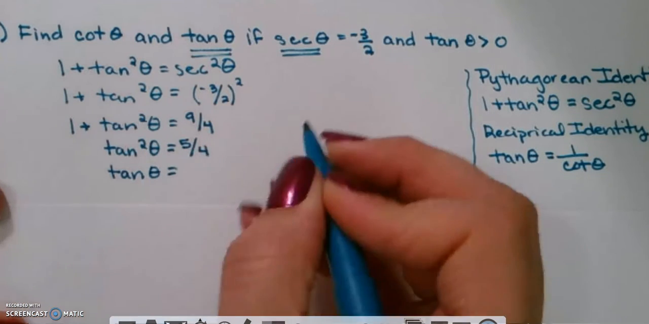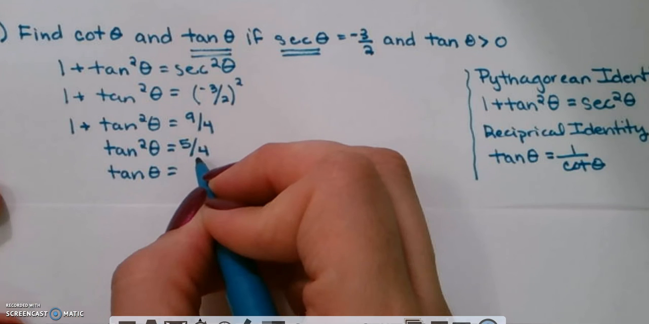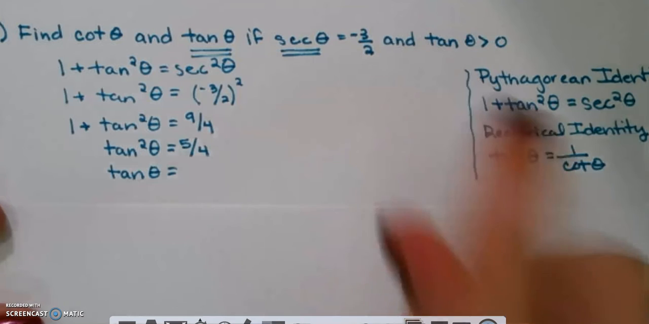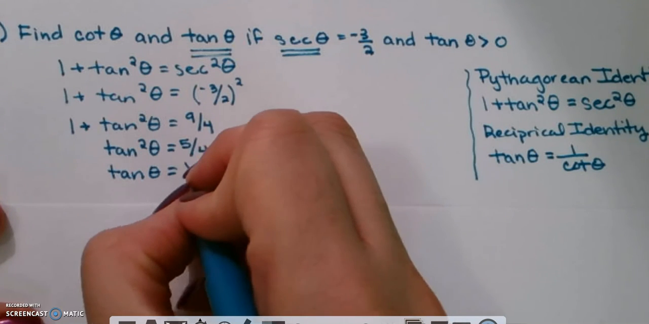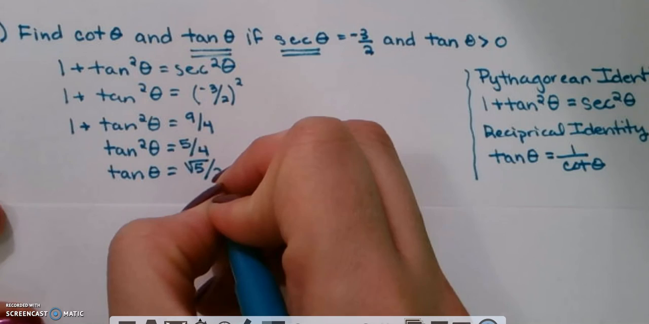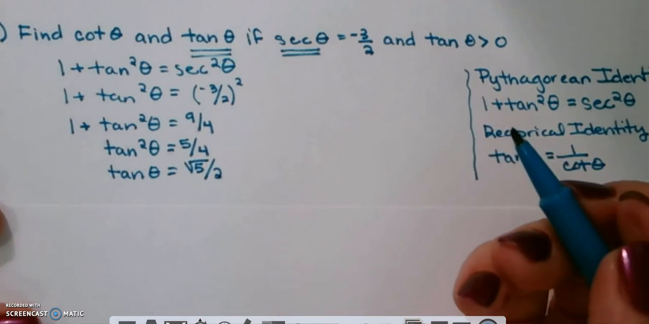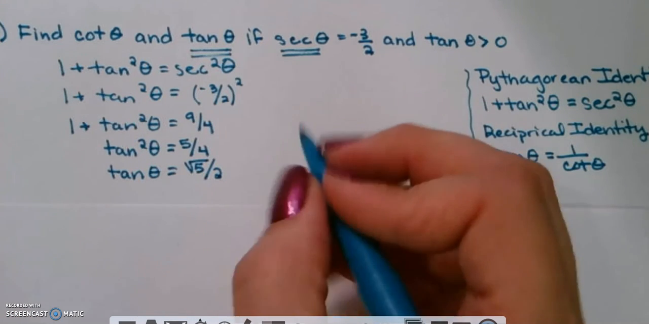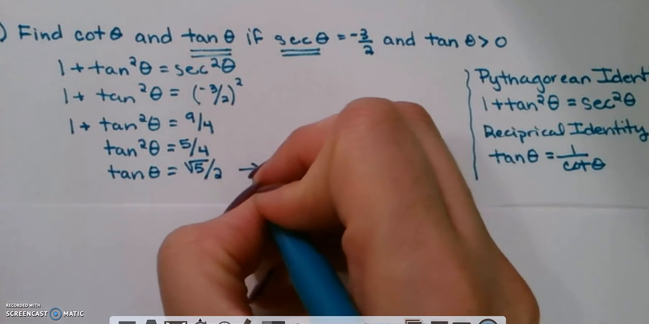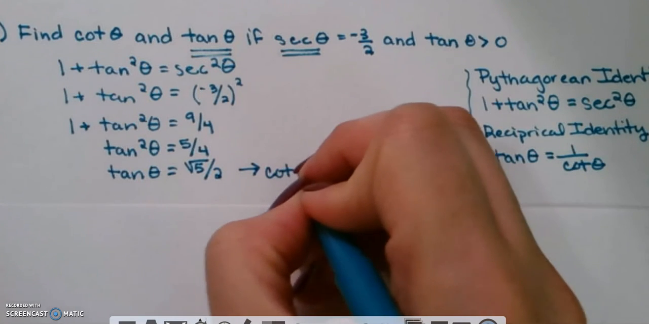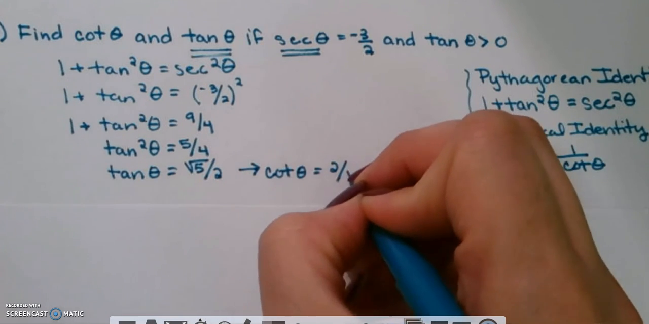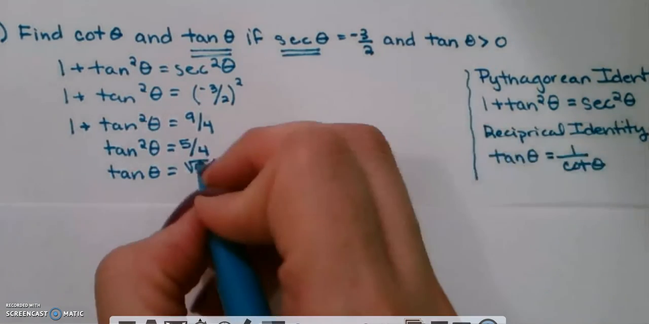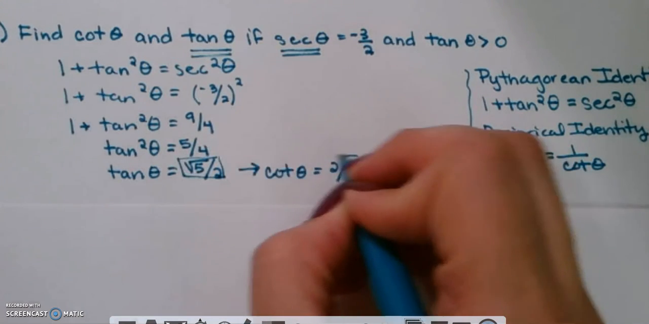Tangent theta is equal to the plus or minus of the square root of 5/4, but we know that tangent's supposed to be positive. So we only need to write the positive value of that radical. That's going to be the square root of 5 over 2, because the square root of 4 is 2. So now we know that the tangent of theta is equal to root 5 over 2. And since the cotangent is the reciprocal of tangent, then we can write that the cotangent theta is equal to 2 over root 5. And there's no need to rationalize that. Those are your answers. So this is what we're looking for.